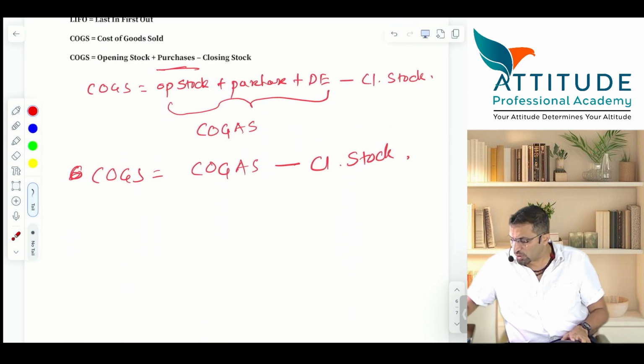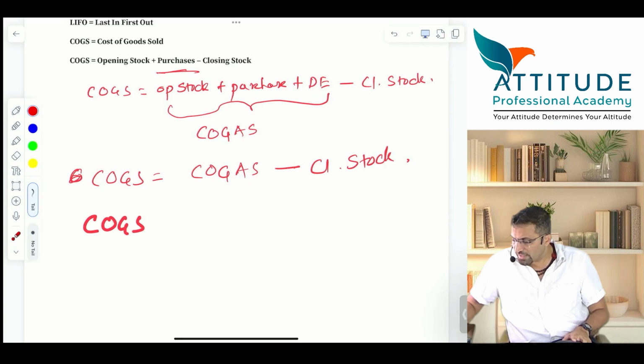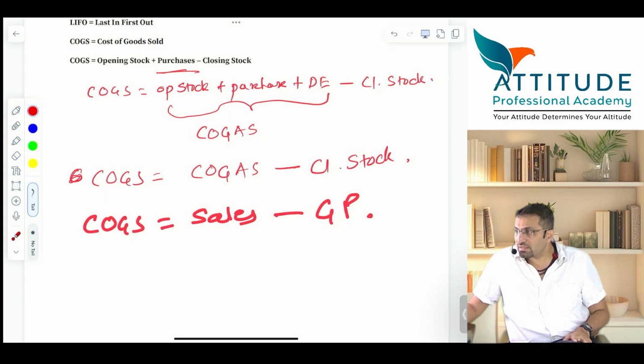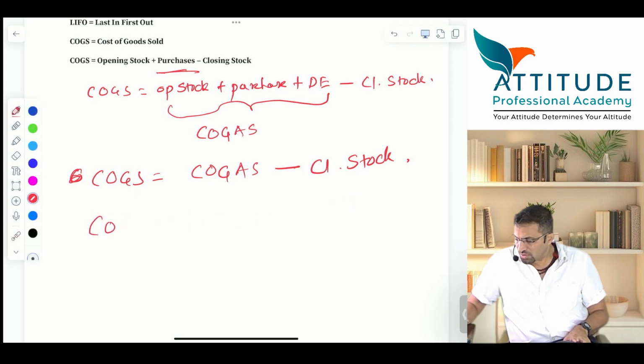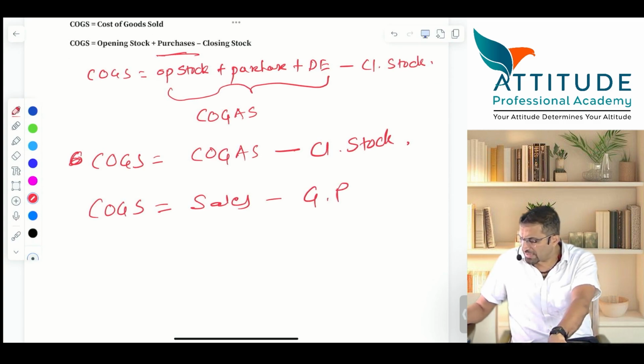So one more formula for cost of goods sold: cost of goods sold is equal to sales minus gross profit. Can you take it? Is that clear? All of you understood? I repeat once again. Cost of goods sold, one more formula: sales minus gross profit. So a lot of formulas can come from this.